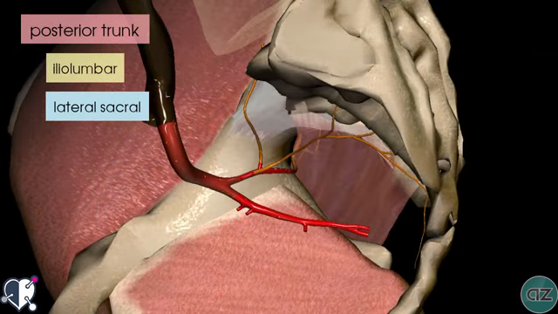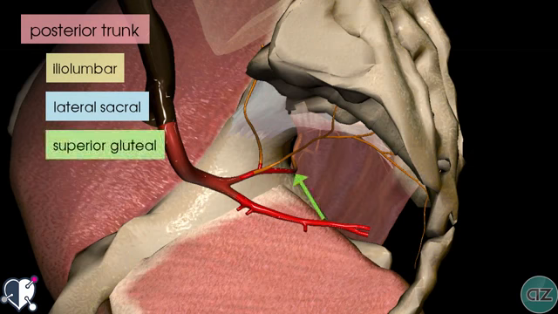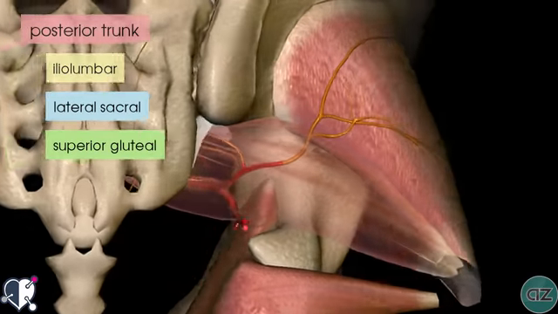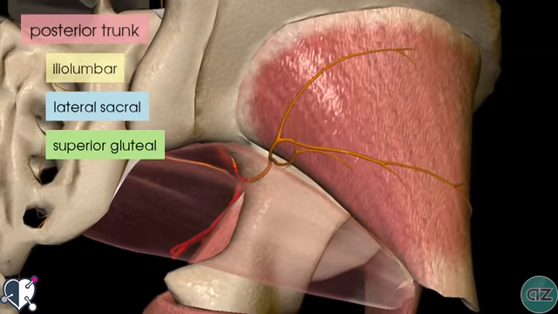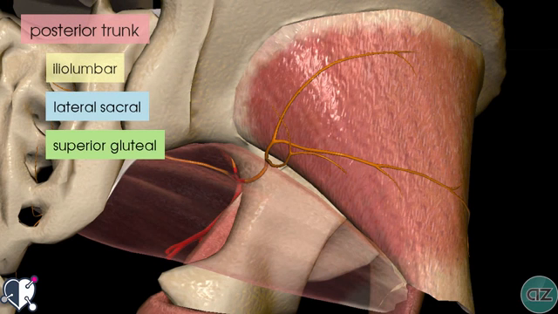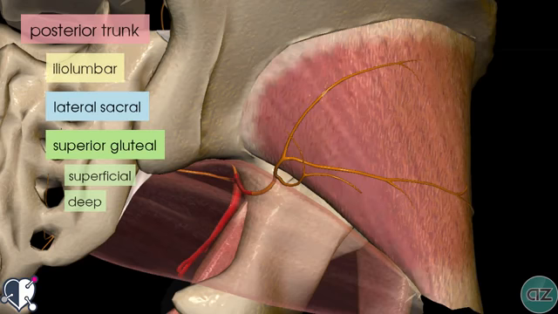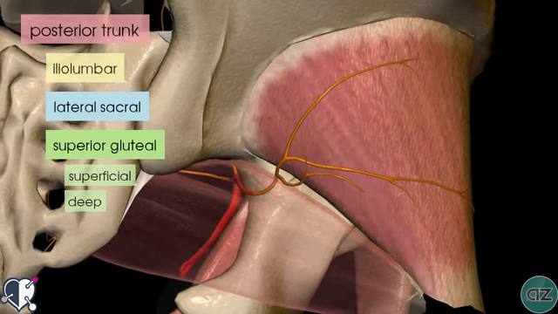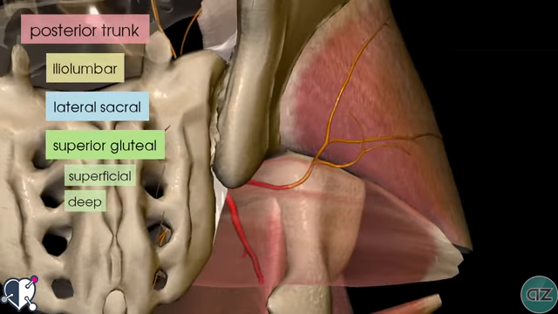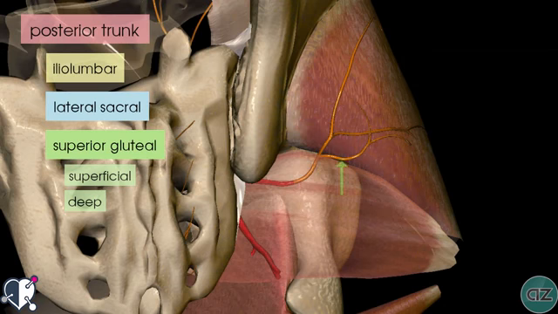The third branch of the posterior trunk is the superior gluteal artery, and you can see this artery exiting posteriorly. If I rotate the model round, you can see how it exits just above the piriformis muscle in the greater sciatic foramen. It has different branches, deep and superficial. If I rotate the model around for a better angle, you can see the superficial branch coming off here.